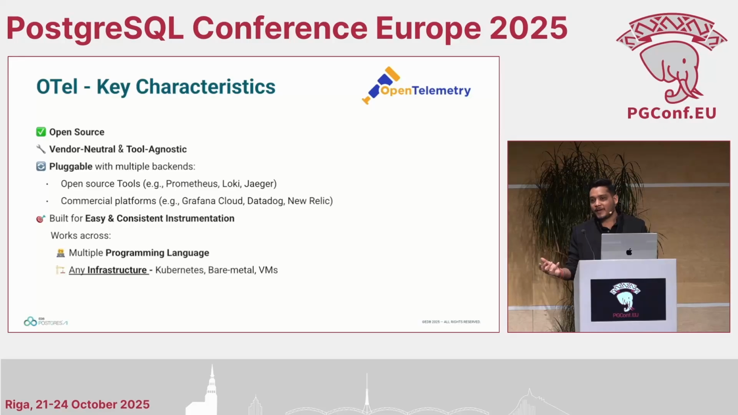On Kubernetes, you can use the OpenTelemetry collector image to deploy those things. For bare metal, you can use the binary compiled for your platform, like ARM64, AMD64, whatever, and you can also run on VMs.